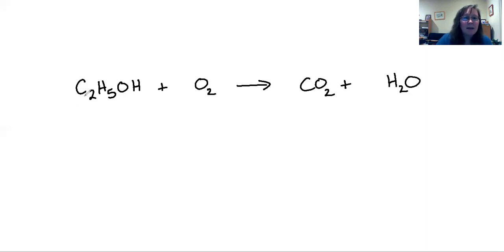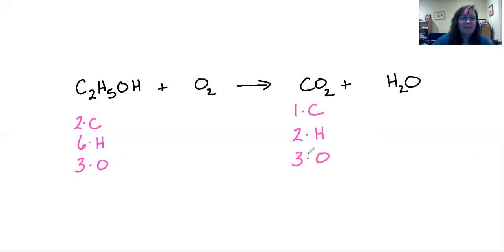So the first thing I'm going to do is I'm going to make my list. On my reactant side, I have 2 carbons, and I have 5 plus 1, or 6 hydrogens, and then I have 3 oxygens. And on the product side, I have 1 carbon, 2 hydrogens, and 1, 2, 3 oxygens. So now I'm going to have to do a lot to get things to balance out here. The first thing that I'm going to do is I'm going to notice here that I have 2 carbons and here I have 1. So the first thing that I'm going to do is I'm going to put a 2 in front of my carbon dioxide.